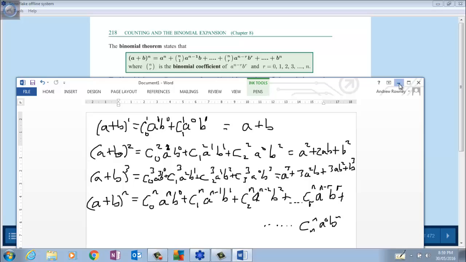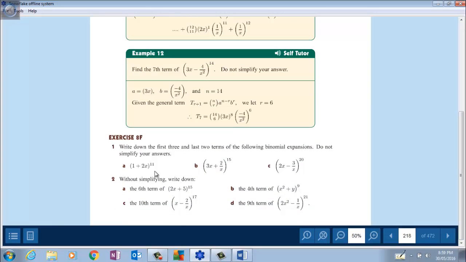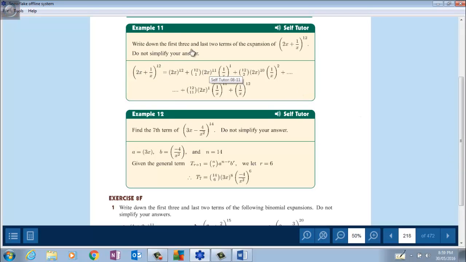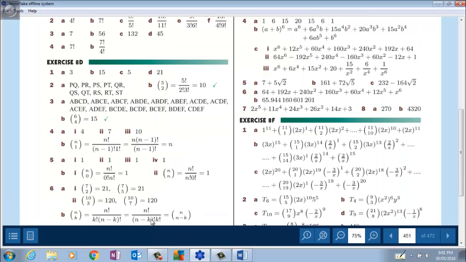Alright, so using that formula you can now answer any question that is a binomial expansion. So for example, these ones here, you can look at the worked examples. So there's worked example 11, worked example 12. You can try 8F, pause the video, try 8F, and then come back and have a look at the solutions. And here are the answers to 8F, question 1 and question 2.